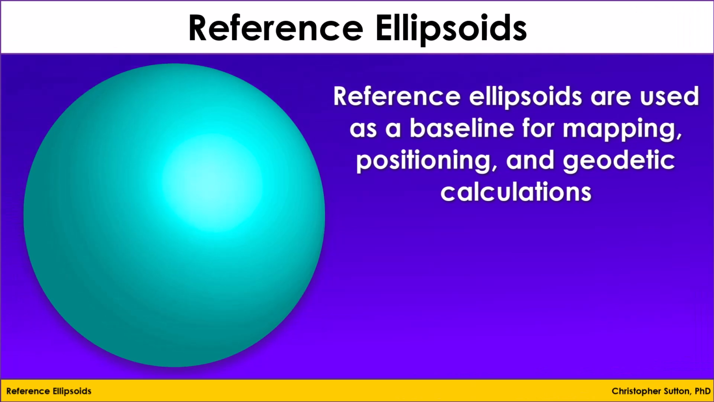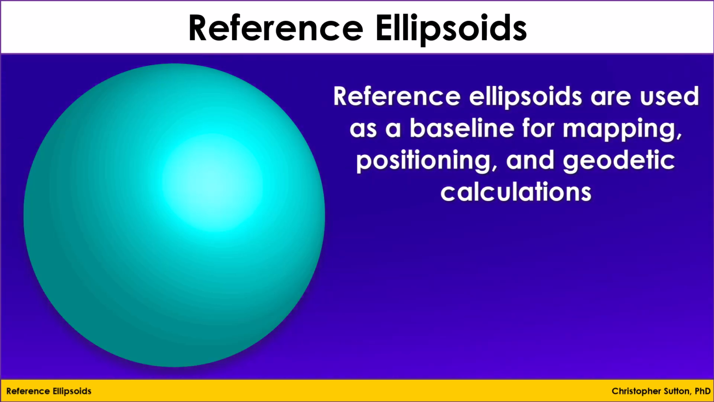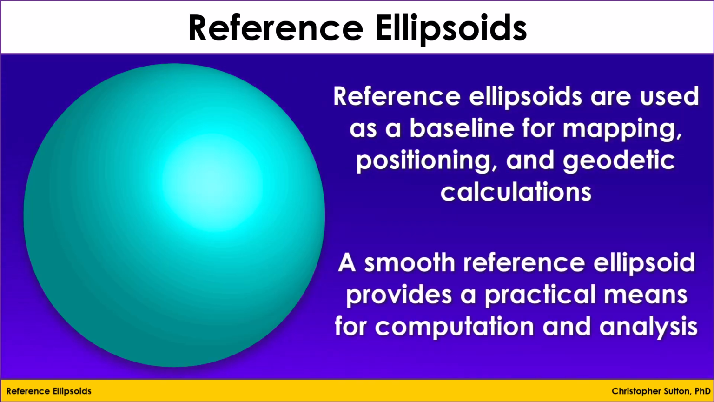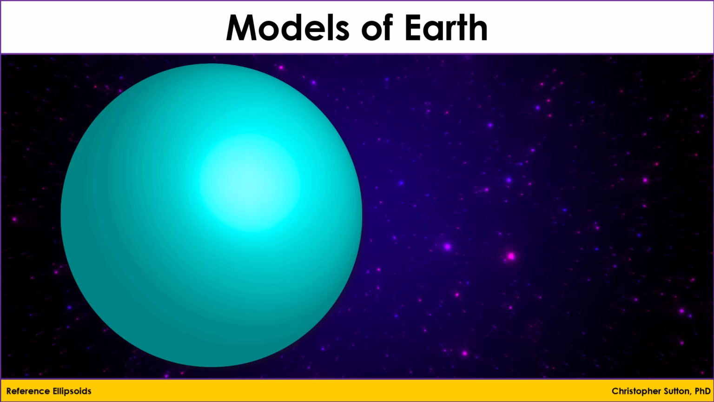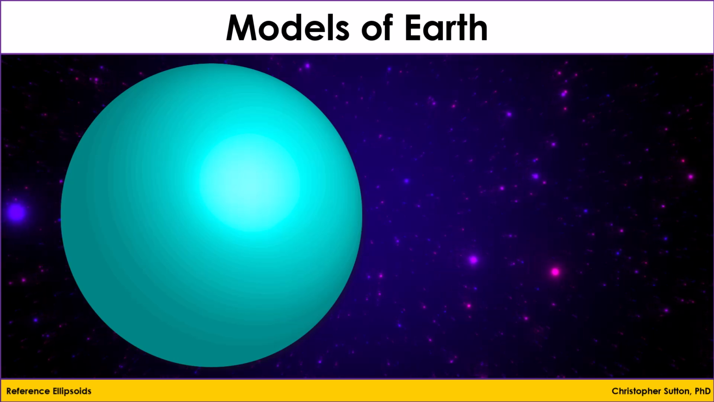In this video, we will examine reference ellipsoids, which are mathematical models that approximate Earth's surface. Reference ellipsoids are used as a baseline for mapping, positioning, and geodetic calculations. Because Earth has an irregular shape with variations in topography, a smooth reference ellipsoid provides a practical means for computation and analysis. For a long time, it was generally believed that the Earth was perfectly spherical in shape.